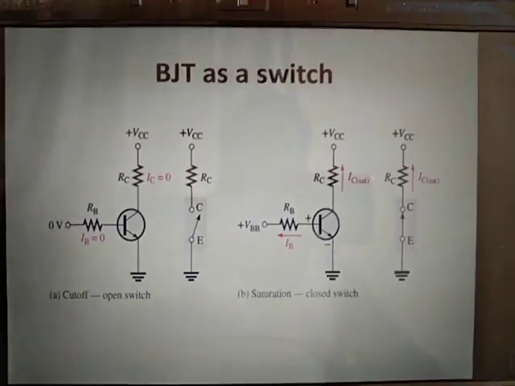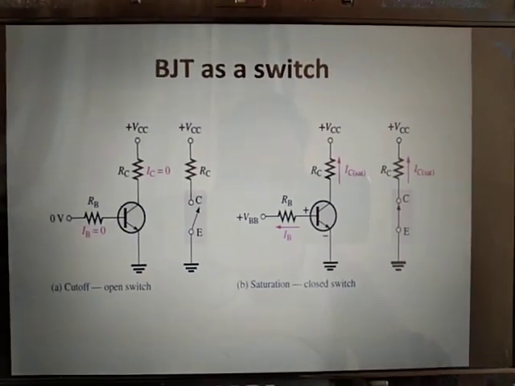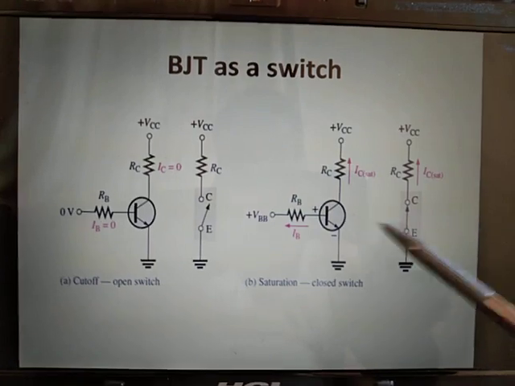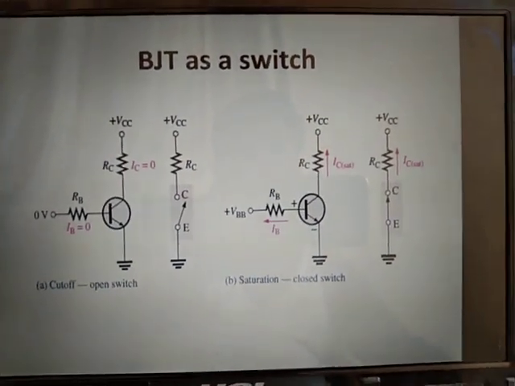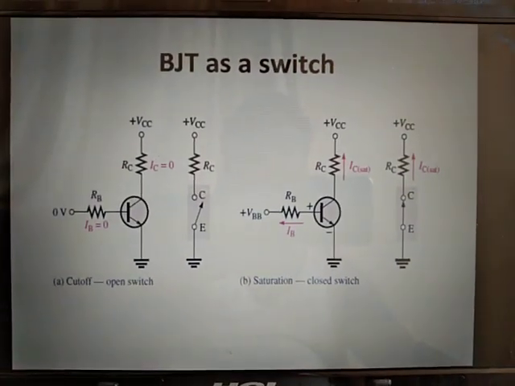There are two states for the BJT as a switch. One is cutoff, second is saturation. If it is cutoff, directly Vcc is equal to Vce. In saturation, there is current flow in the circuit. This is the BJT as a switch. This is very important.